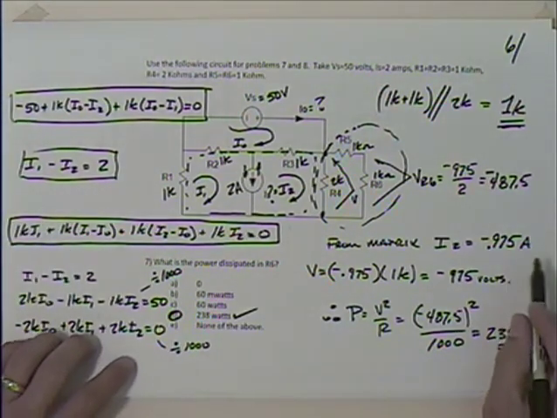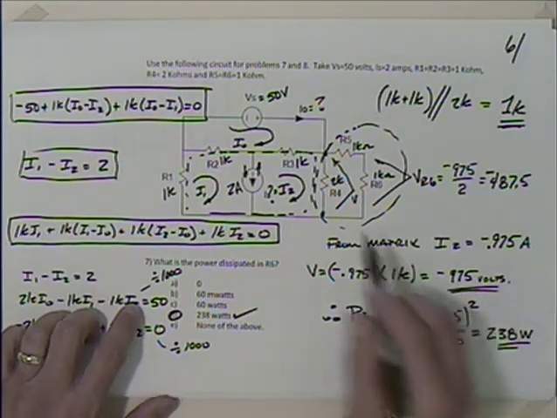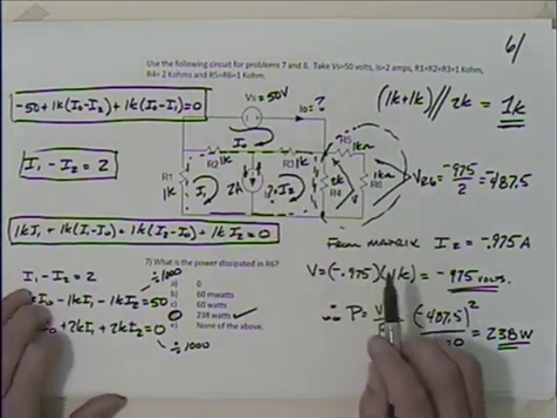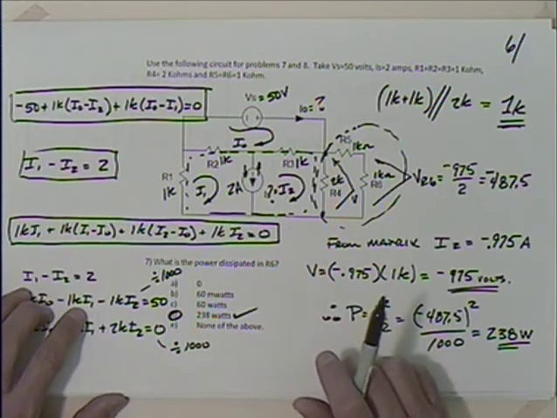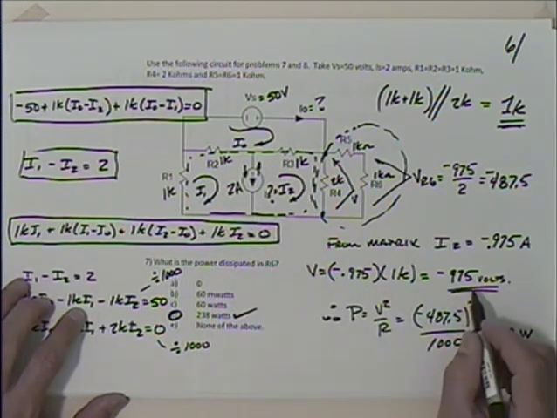It seems like a lot of voltage there, but remember we've got 50 volts and 2 amps. 2 amps is a pretty good sized value in a circuit like that, so we would expect that this could be a fairly high voltage number.